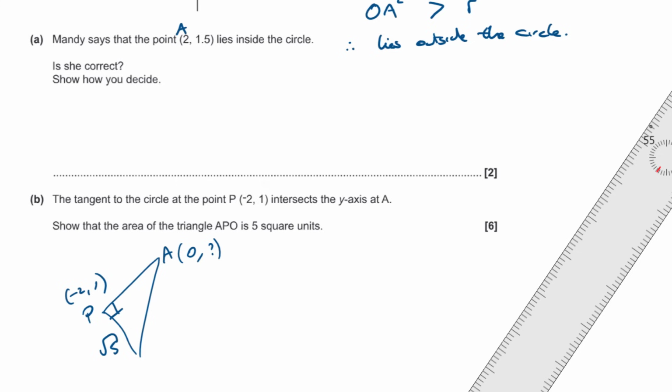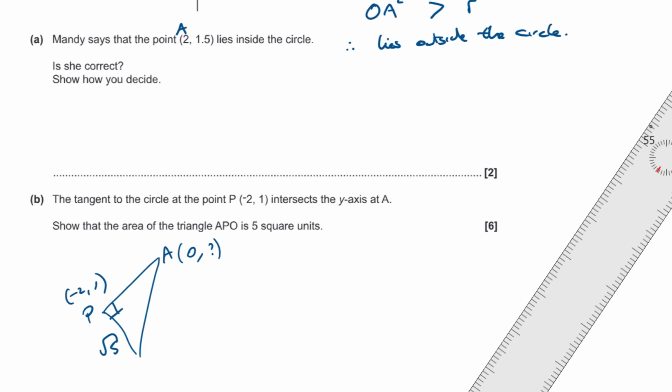I think we're going to have to find the equation of the line AP, aren't we? If we know the equation of the line, then we'll know what the y-intercept is because it will be the c value of that equation, won't it? So what I want is the equation of the line AP.